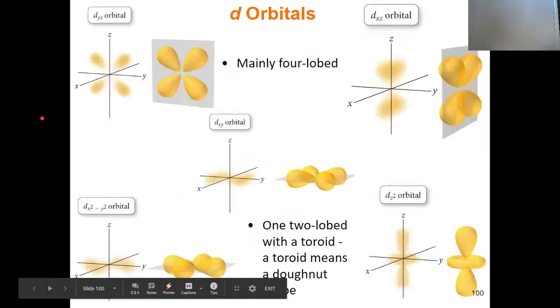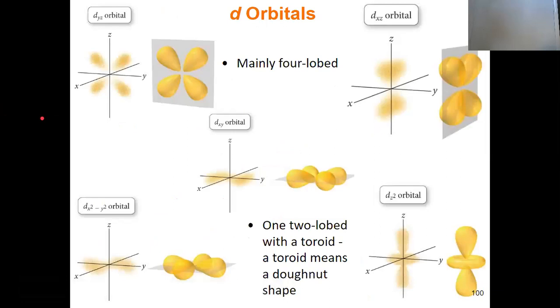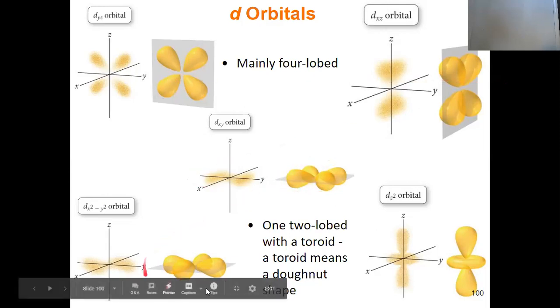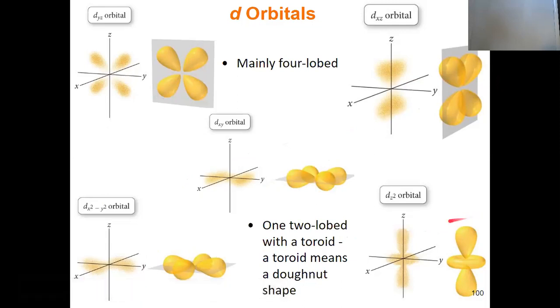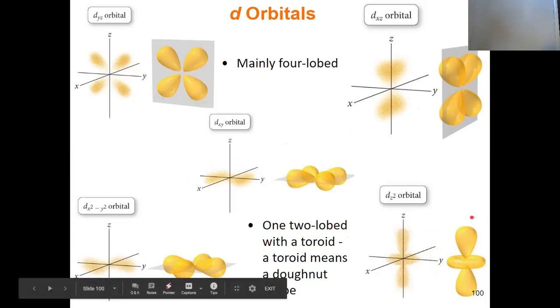Your d orbitals mostly look like doubled up p orbitals, because they're these 4 lobed balloons. 4 of them are like that. Okay, so you have 1, 2, 3, 4, and then you have this one random shaped orbital where it looks like a balloon with a donut kind of around it.